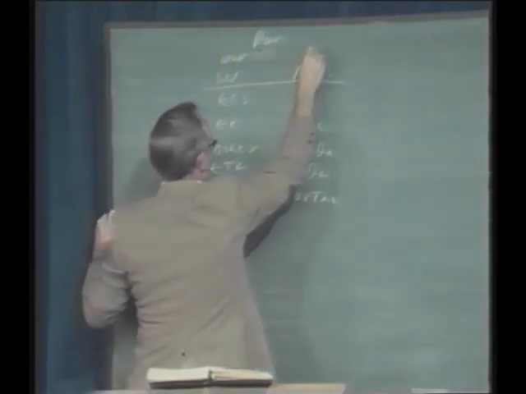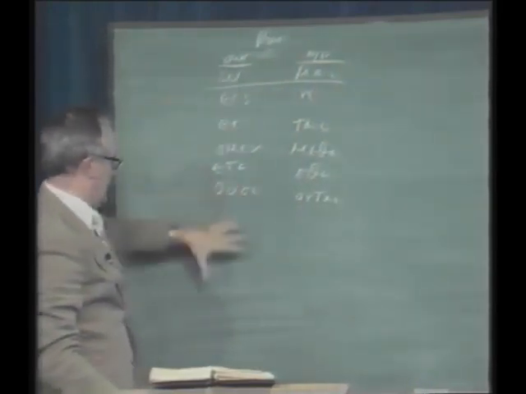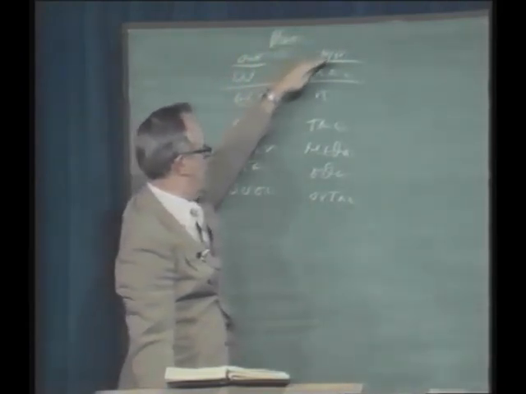These are the present, middle, and passive. Get those down in your mind so that when you see one of these in this line, you know that you have a present active form. A present, middle, or passive form would be these.